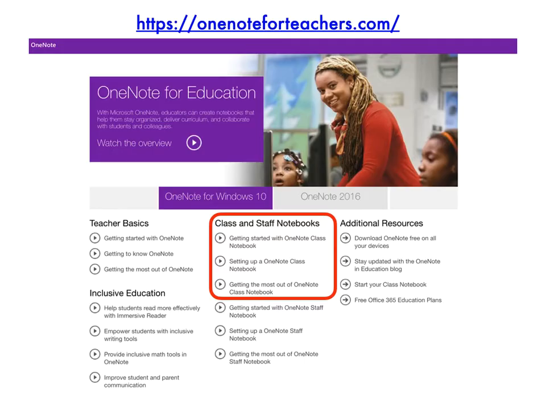So if this has made sense, I'd recommend you go and have a look at the next 3 videos on OneNote for Teachers about class and staff notebooks. Okay, we're only going to look at the class notebooks, the first 3 there: Getting Started with OneNote Class Notebook, Setting Up a Class Notebook, and Getting the Most Out of OneNote.